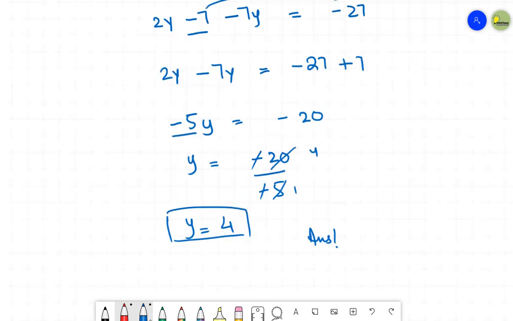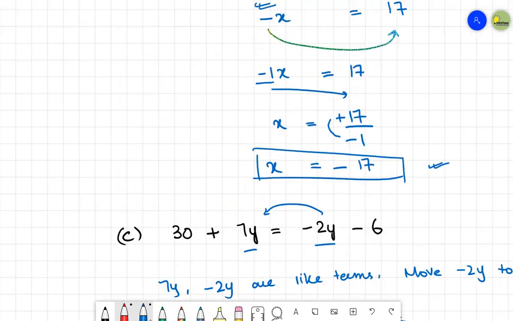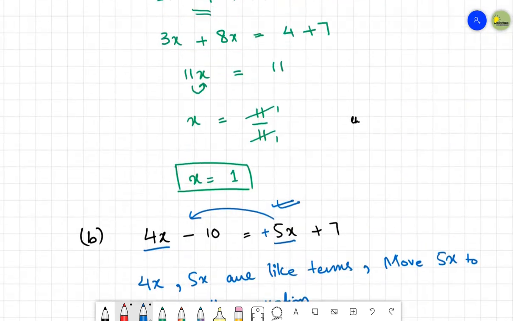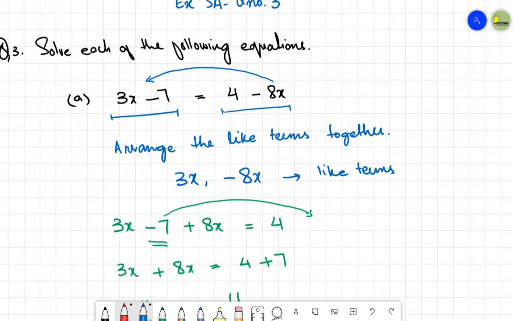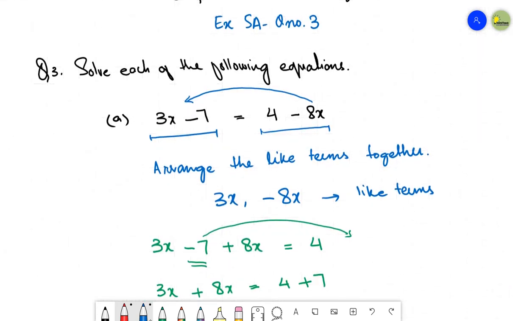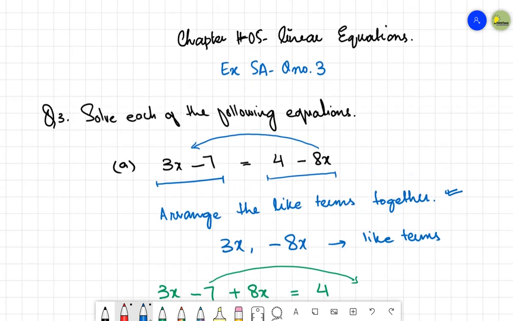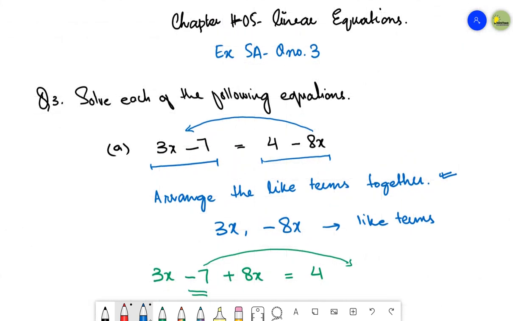So in this way, we have solved question number 4 of exercise 5a. The question is pretty much simple. What is needed over here? You need to arrange the like terms together. That's all. We need to move the like terms together in such a way that they can come on one side of the equation. So this is the only thing that is required in these kind of questions.